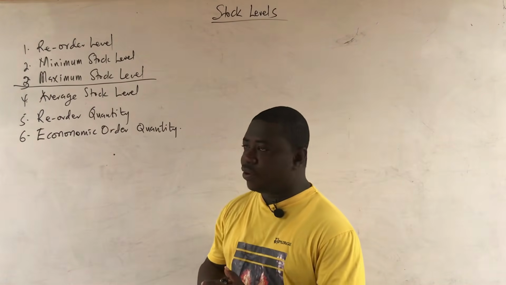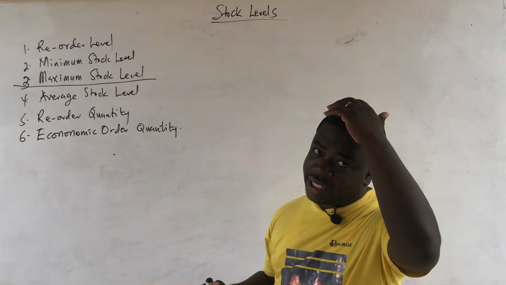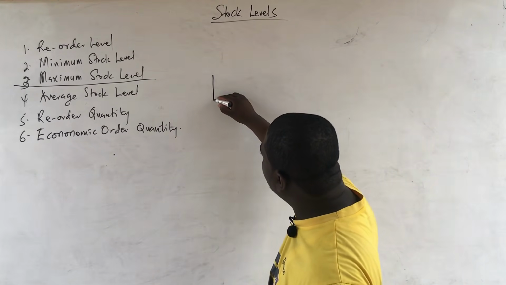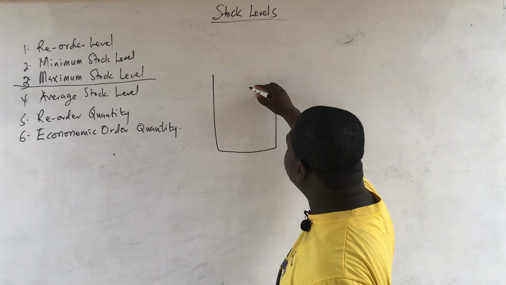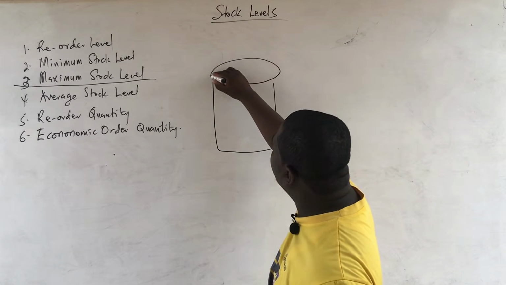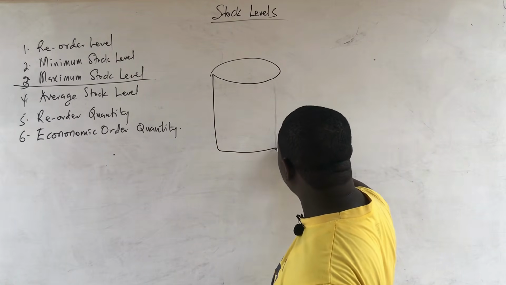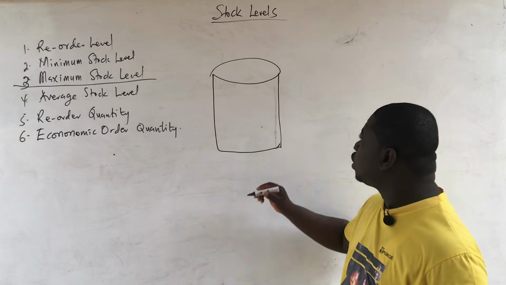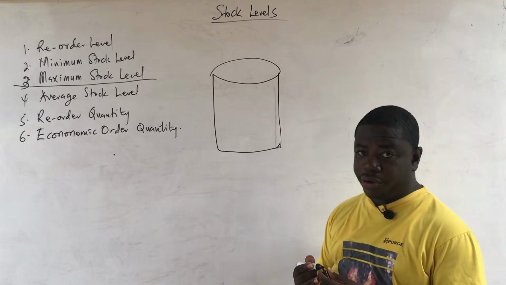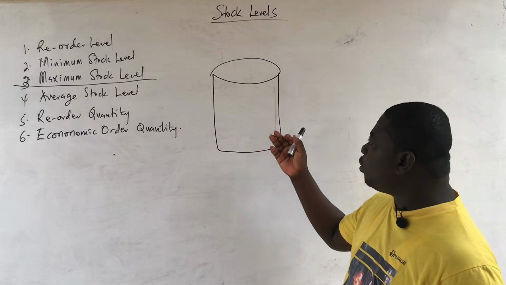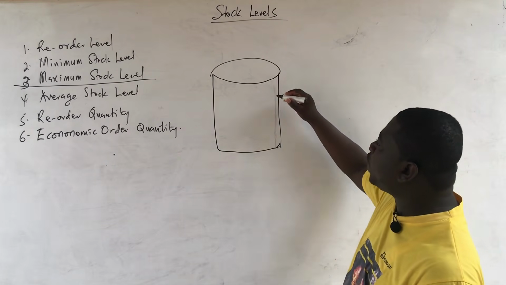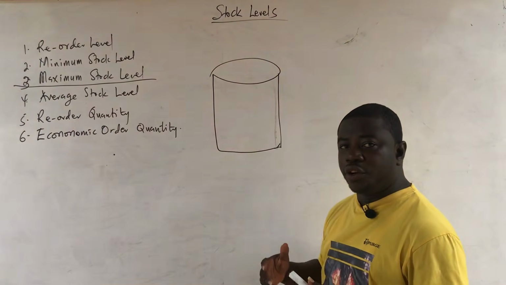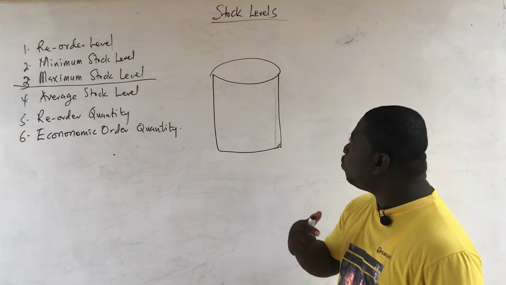What do we mean by the reorder level and the minimum stock level and the maximum stock level? I'm going to use a barrel to explain that to you. So let's take this as a barrel that contains water. Now, some of us, we grew up in villages, okay, and we use this kind of barrels a lot. Many of you may not have seen it before, but I'm telling you, it's a barrel that we usually use to hold water or store water for usage in the house when we were in the village.